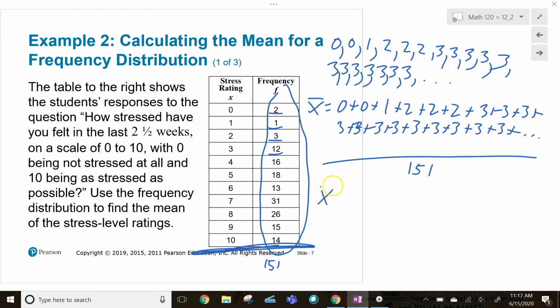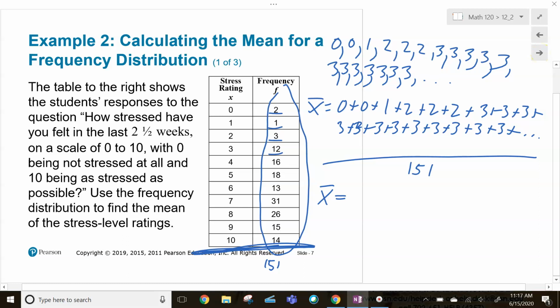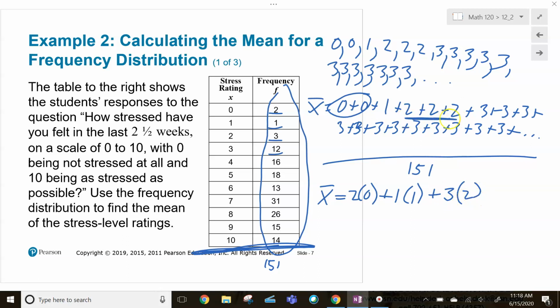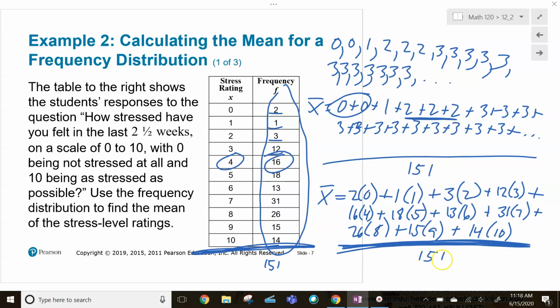Very tedious, right? So what's this last slide saying? You can just say, instead of doing it that way, let's do it this way. I have 2 zeros. I have 1, 1. I have 3 2s. In other words, 2 plus 2 plus 2 is 6, 3 times 2. I have 12 3s. I then have 16 of these 4s. I then have 18 of those 5s and 13 of those 6s that I'm adding up. 31 of those 7s, 26 of those 8s, 15 of those 9s, and I have 14 of those 10s. And then I'll divide this all by how many numbers I had, 151.